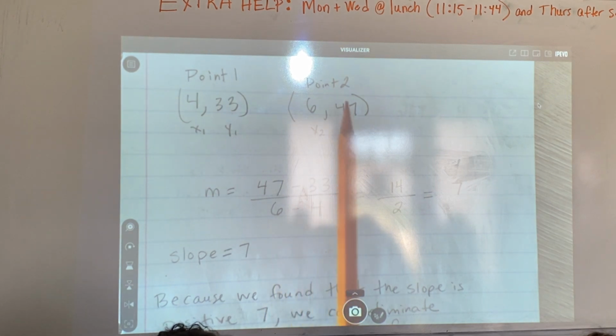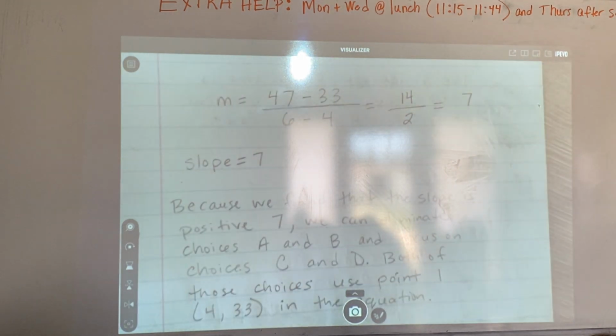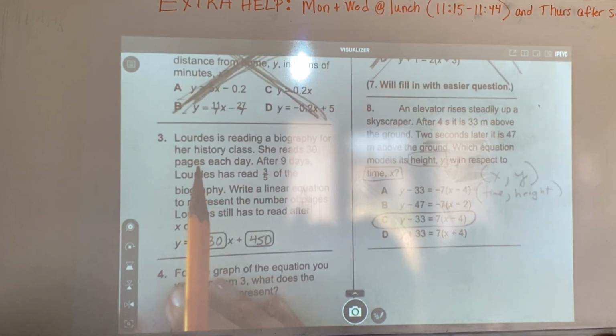Okay, so then I have 47 minus 33 is 14. 6 minus 4 is 2. 14 divided by 2 is 7. So my slope is 7. Look at our answer choices. Which two answer choices can we immediately say are not correct?